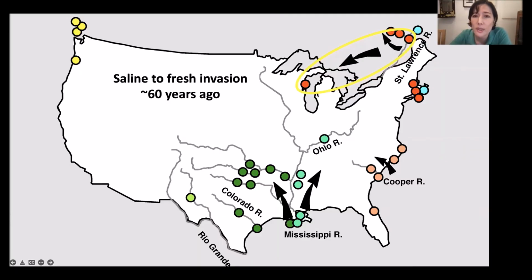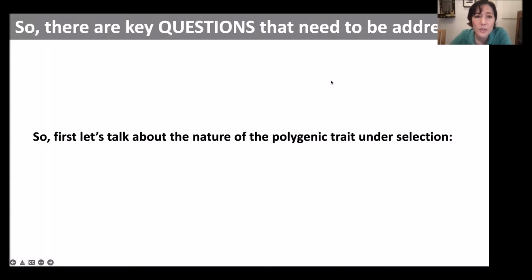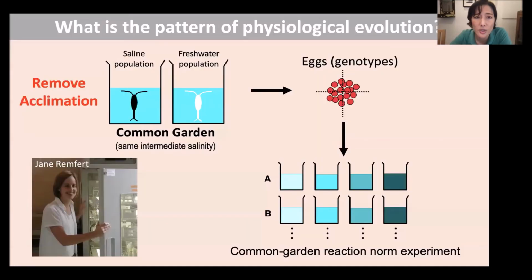So if we zoom in and examine this invasion of the Great Lakes from the St. Lawrence estuary, this invasion occurred about 60 years ago. And so first, let's talk about the nature of the polygenic trait under selection. So I'm first going to talk about some physiology before I get into the population genomics. So the question then is, what is the pattern of physiological evolution during this invasion event that happened within the last 60 years?